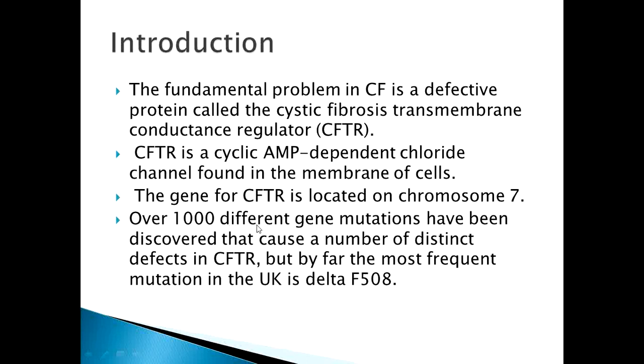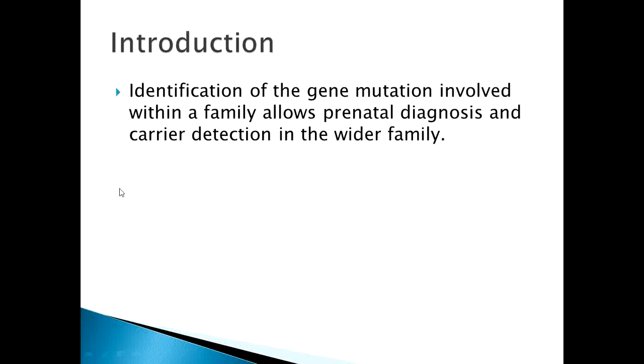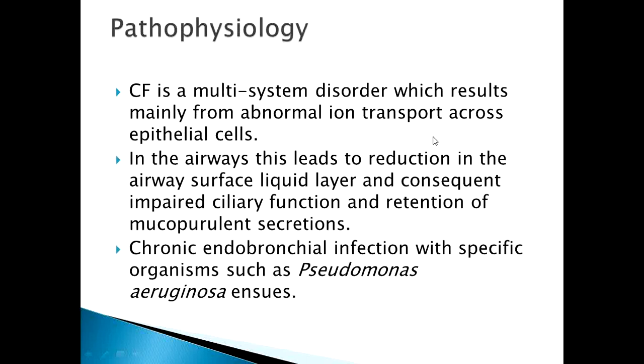Over 1,000 different gene mutations have been discovered that cause a number of distinct defects in CFTR, but by far the most frequent mutation in the UK is delta F508. So you can imagine varied kinds of presentation due to these different kinds of mutations in cystic fibrosis patients. Identification of the gene mutation involved within a family allows prenatal diagnosis, meaning the diagnosis before birth, and carrier detection in the wider family, like in parents.